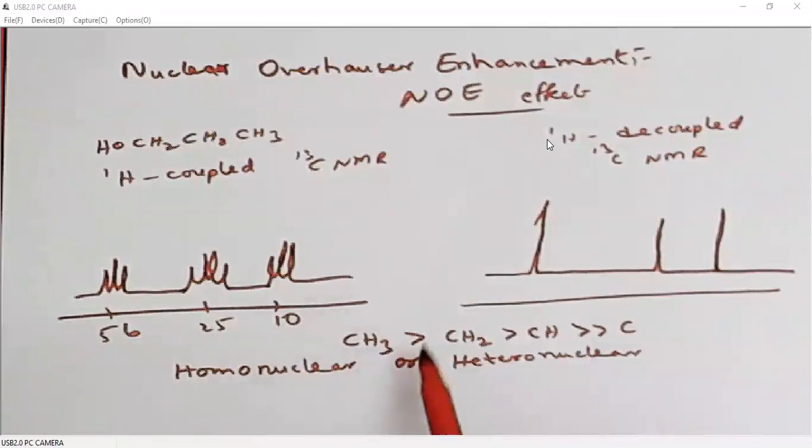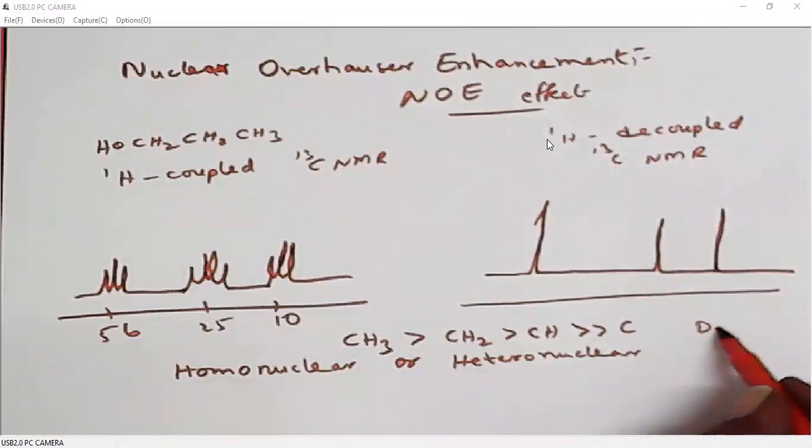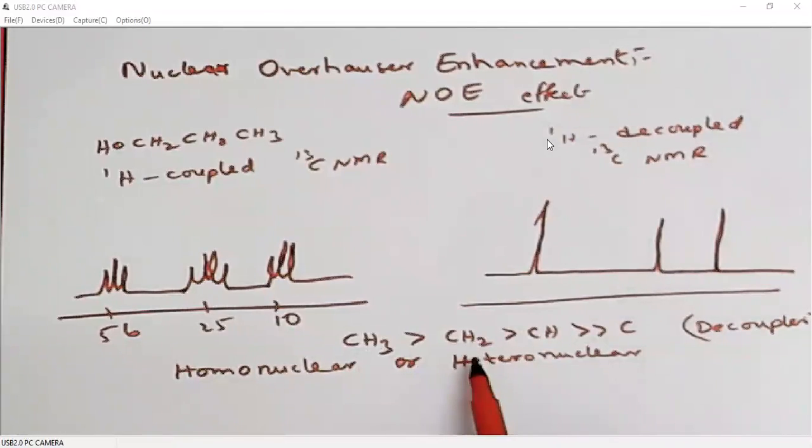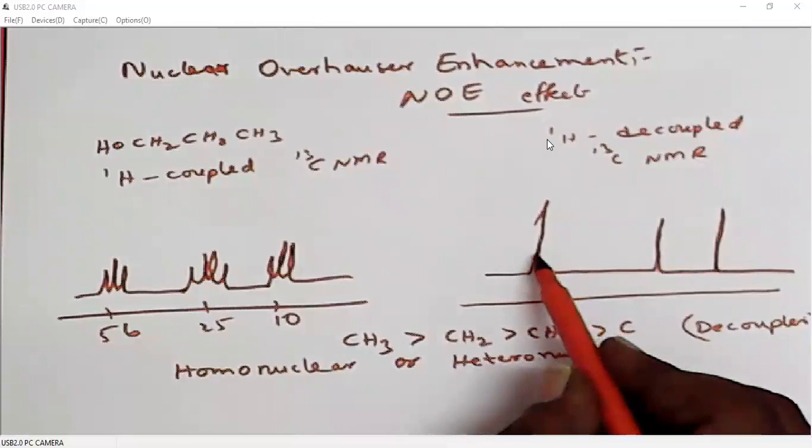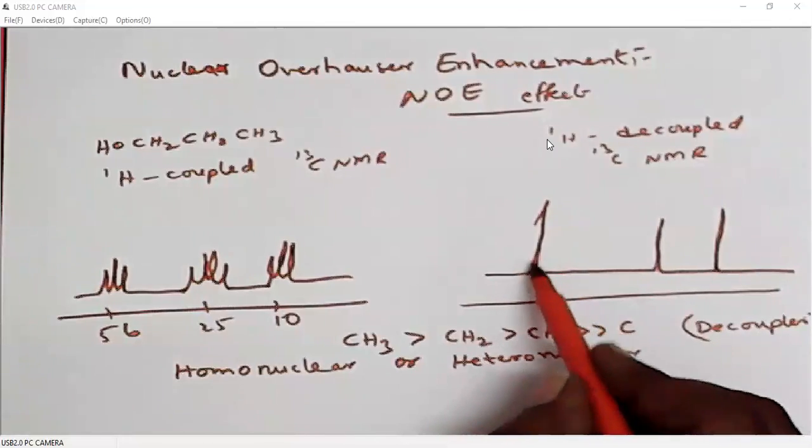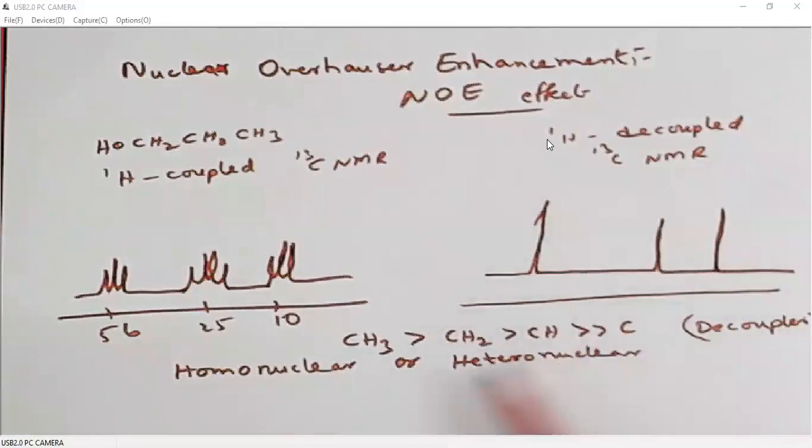When we irradiate protons with very high energy with a decoupler, so the second RF source is called decoupler, the protons will undergo saturation, so they don't couple with that. But what happens? The intensities of the proton peaks will add to the carbon signals. Due to that addition, the intensities of the carbon signals will increase.